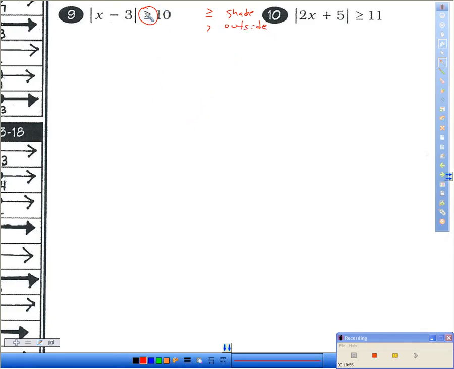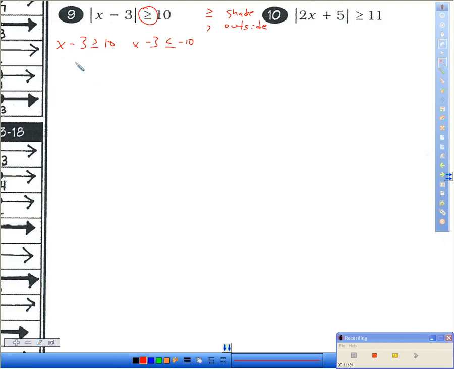So I said if you see greater than, think we're going to shade a great distance. So we're going to shade to the outsides and put the arrows on the end to show that our solutions go forever in 2 directions. So we still need to set up 2 inequalities just like we set up 2 equations on the last problems. The first inequality is just going to be x minus 3 is greater than or equal to 10, exactly as it appears in the original inequality without the absolute value bars. But the second one, just like on the equations, we need to change it from positive 10 to negative 10, and instead of greater than or equal to, we're going to do less than or equal to.